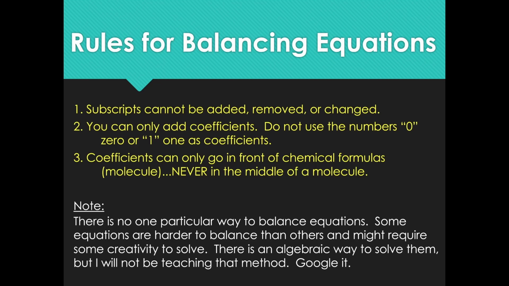Number two, you can only add coefficients. Do not use the number 0 or 1 as coefficients. They're implied. If it's 0, you don't even write any of the elements at all. And number three, coefficients only go in front of a chemical formula or a molecule, never in the middle of a molecule. Some people will be tempted to do that because it's easier to balance that way. Do not do that. You will mess up the equation.